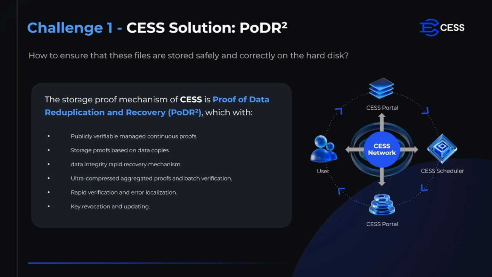Publicly verifiable managed continued proofs. PODR² ensures that data storage is continuously monitored and verified through publicly accessible proofs. This transparency allows for constant oversight and validation of stored data. Storage proof based on data copies. The mechanism relies on redundancy of data and data copies to verify that files are stored correctly. This approach ensures that even if a node fails or data is lost, copies are available for recovery.